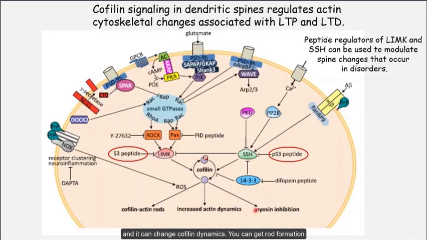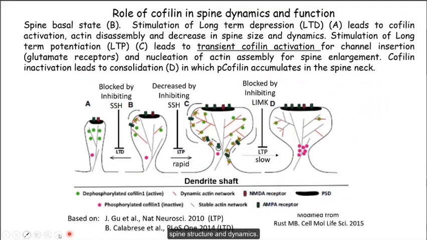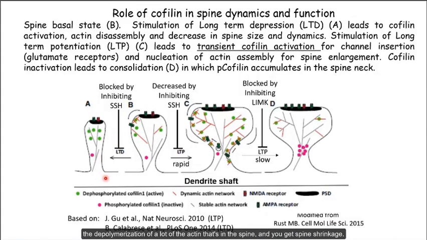You can get rod formation under some conditions, and it will inhibit myosin activity. But all these things can lead to changes in spine structure and dynamics. So we know that to go from a resting state of the spine to long-term depression by low-frequency stimulation, you get a hyperactivation of cofilin and the depolymerization of a lot of the actin that's in the spine, and you get spine shrinkage. And usually this is accompanied by some internalization of the receptors on the surface of the spine.